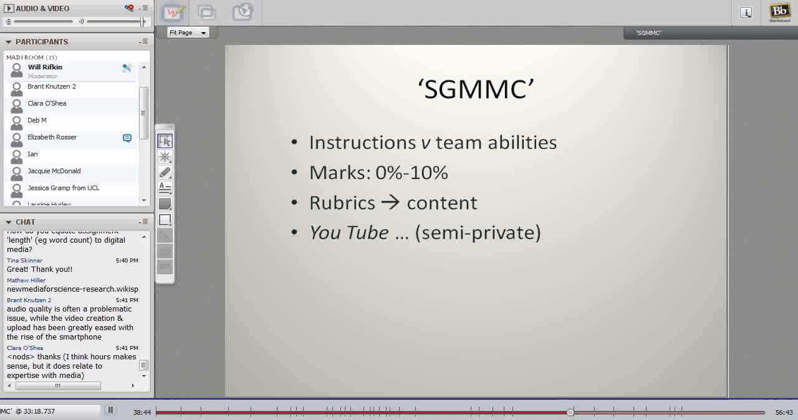So the other issue was the one we discussed earlier. How do you keep the students' content semi-private? And again, YouTube or Vimeo is a good way of doing that. You find the site, students upload it, and they send you the URL.